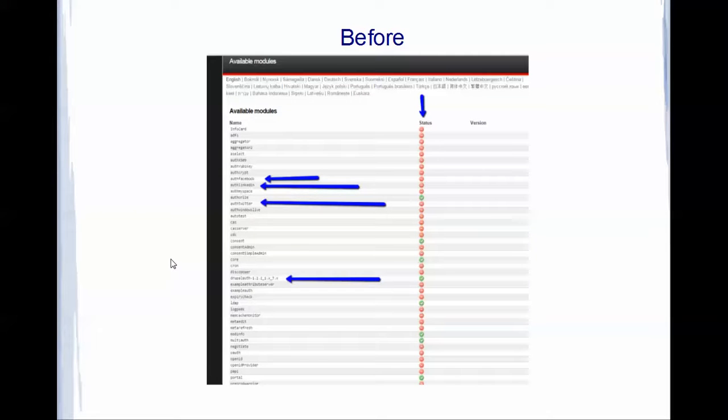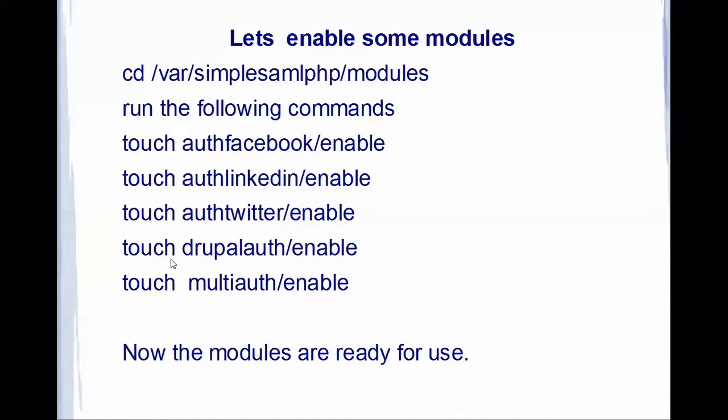So we start out, nothing's really enabled. So we'll go to our installation, /var/simplesamlphp/modules, and we can start enabling stuff by running a few commands. Touch the module name /enable. That's all you'll need to run.